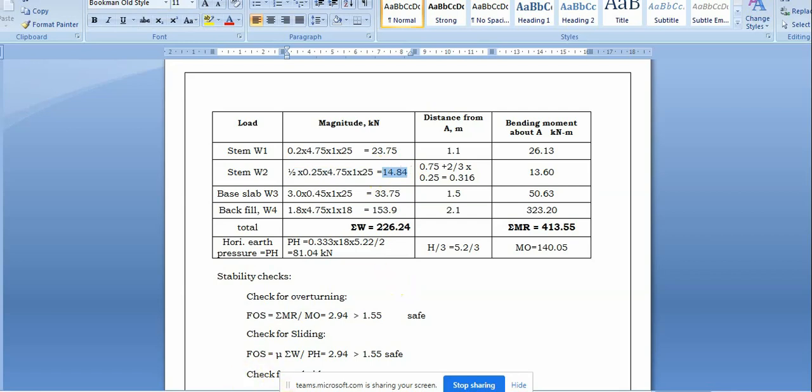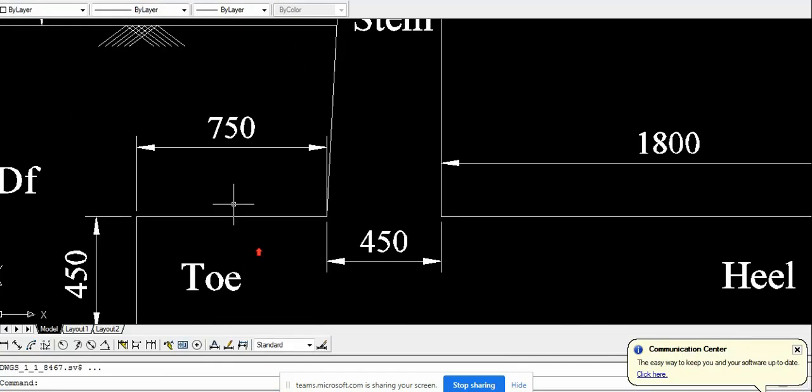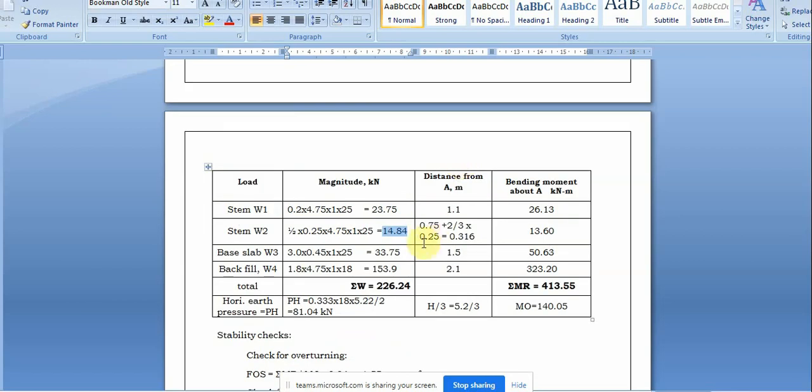Then the lever arm with respect to the T value is 0.75. This side will be 2/3 of the section. So 2/3 of 0.25 plus 0.75 will give the width. 2/3 means 2 into 2.5 is 0.5, 0.5 divided by 3, this will be 0.916. So 14.84 into 0.916, we get 13.6 as a moment.